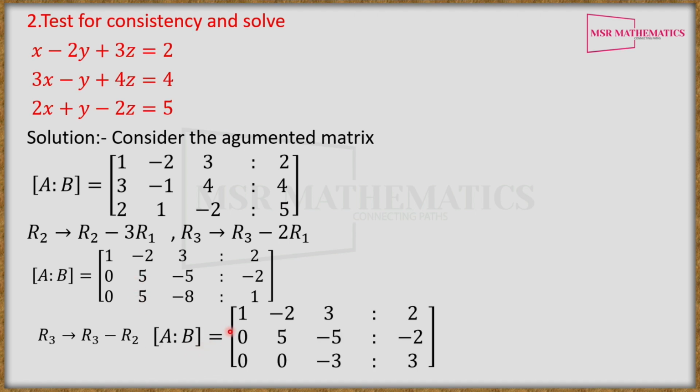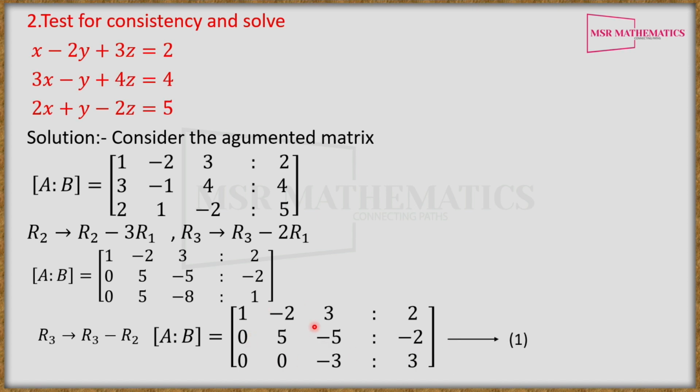So we get A|B as: first row is the same, second row is also the same, and the third row changes to 0 minus 0 is 0, 5 minus 5 is 0, and minus 8 minus of minus 5, that is minus 8 plus 5 is minus 3. Here we have 1. 1 minus of minus 2 is plus 2, that is 1 plus 2 is 3. This is our reduced echelon form matrix. So call this equation number 1.